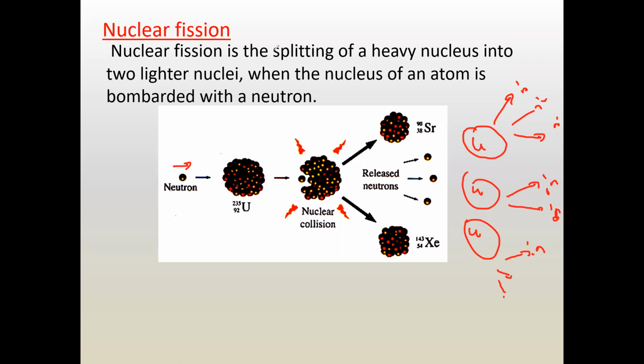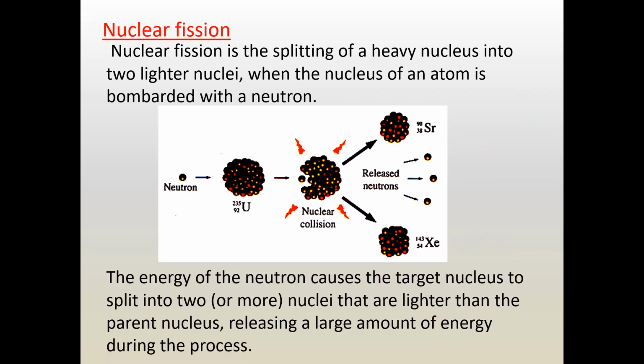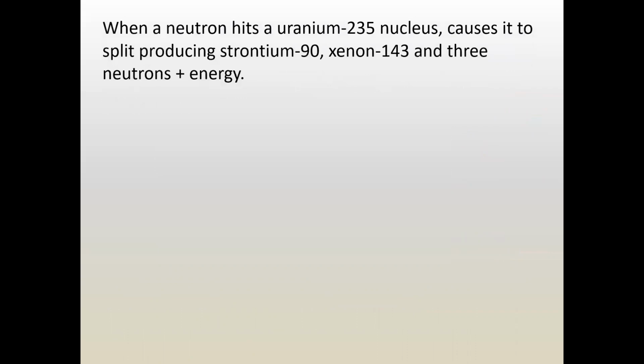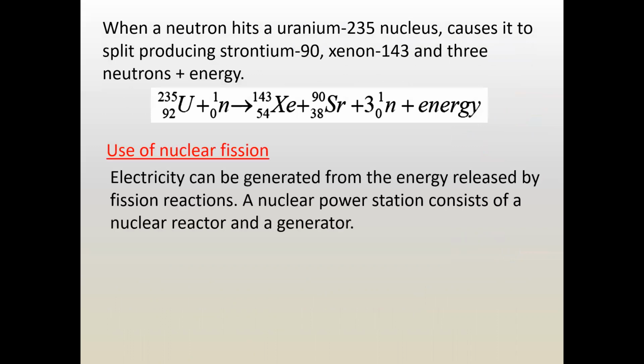So we must control this reaction, and how can we control it? By stopping the neutrons. And how can these neutrons be stopped? We can use graphite, also known as a control rod, to stop these neutrons. So when a neutron hits uranium-235, it causes splitting into strontium and xenon. This is the equation. And three more neutrons are there.